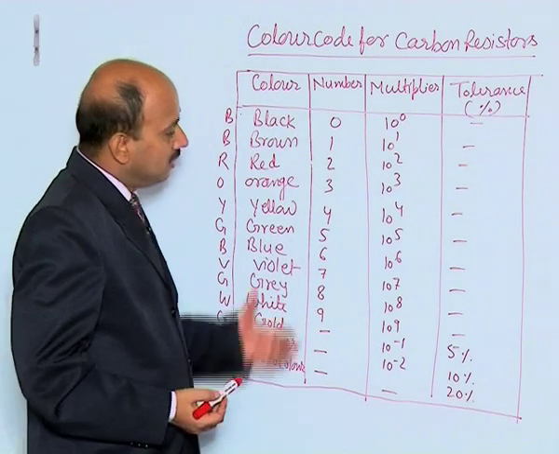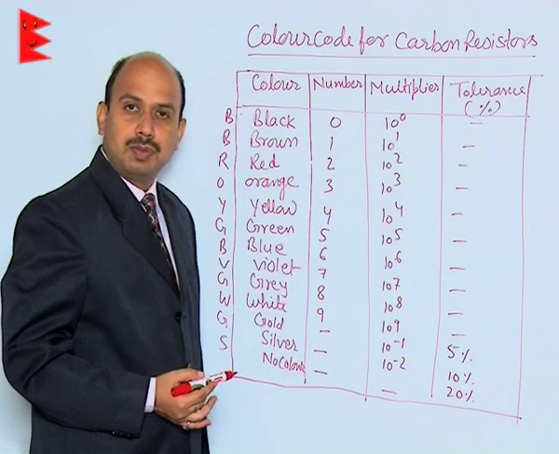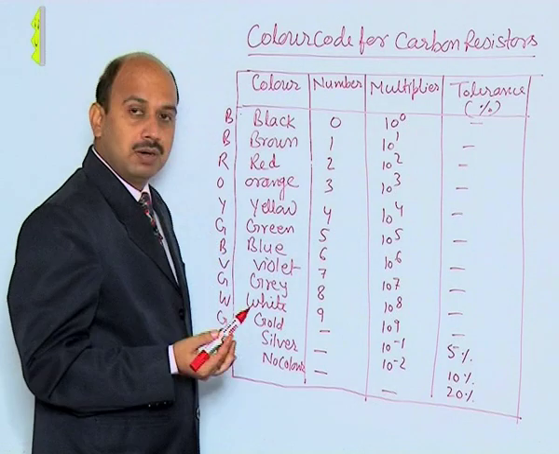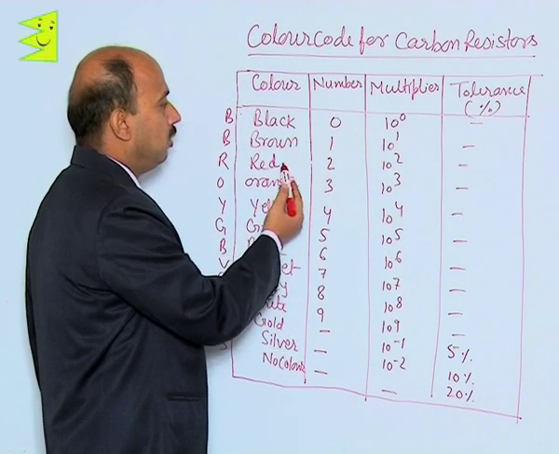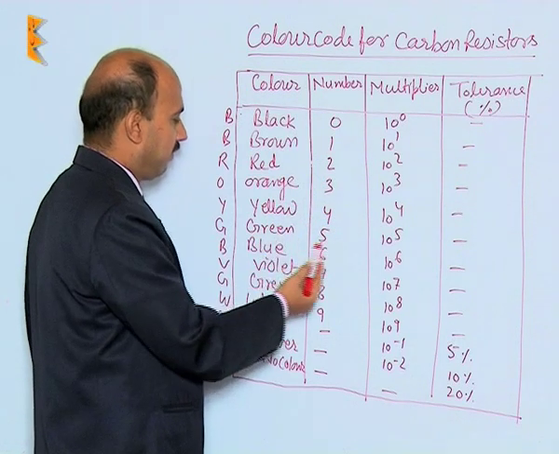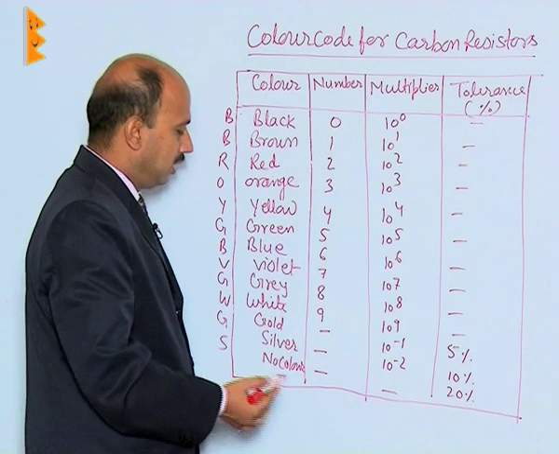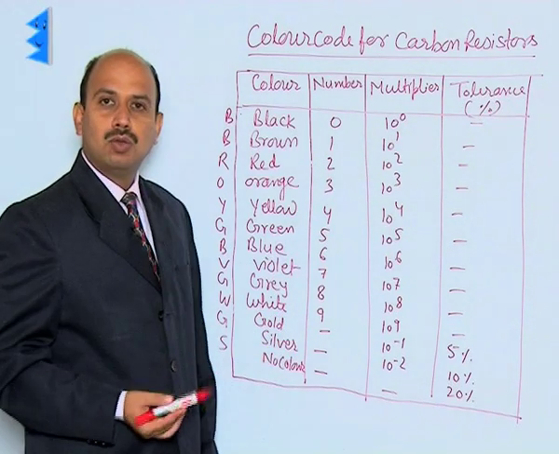So, all these values or the numbers for the given colors you have to remember. For black it is 0, brown 1, red 2, orange 3, yellow 4, green 5, blue 6, violet 7, grey 8 and white 9. There is no number for gold, silver and no color.